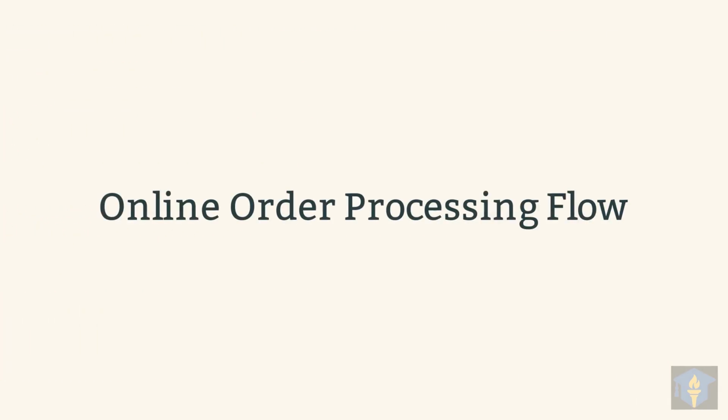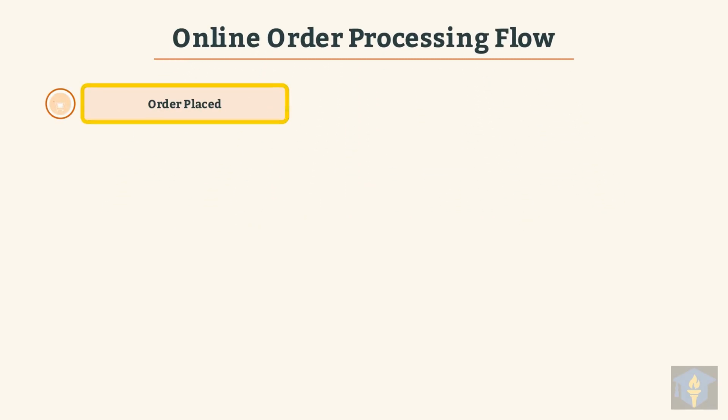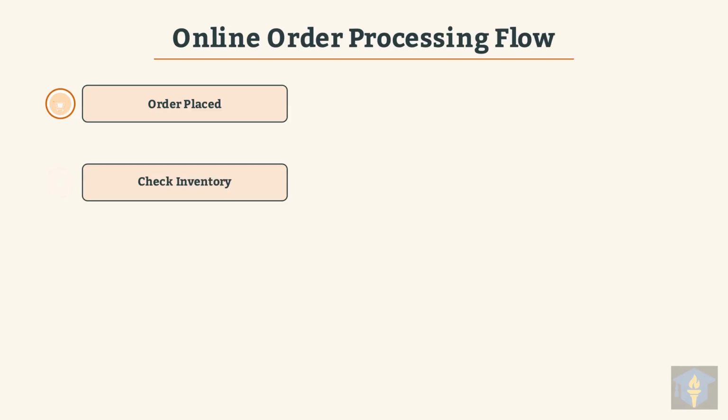Let's walk through a typical online order processing flow, step by step. The process begins when a customer successfully places an order on the website. Next, the system automatically checks the inventory to confirm product availability.